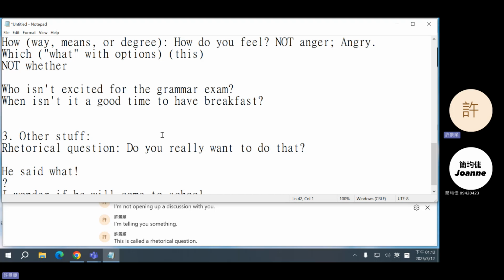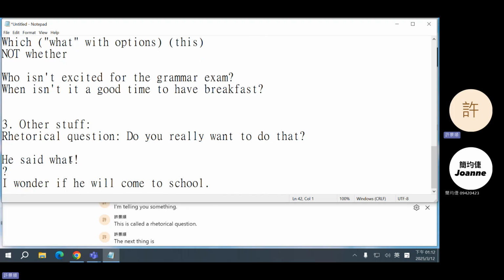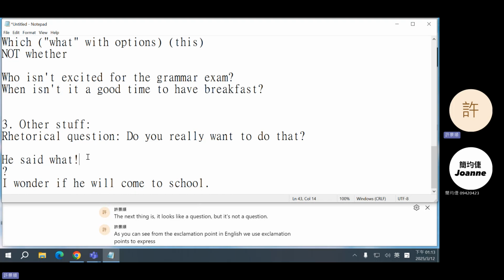The next thing is it looks like a question, but it's not a question, as you can see from the exclamation point. In English, we use exclamation points to express strong feeling. So this is not asking you, what did he say? This is saying, I can't believe he said this. He said what? It's not really a question.